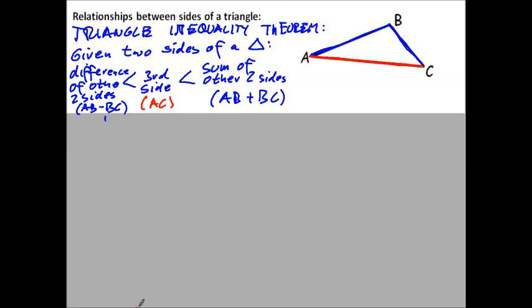Circle, highlight the words difference and sum, because that is really what it comes down to. The third side of a triangle always has to be more than the difference of the other two sides and less than the sum of the other two sides. Here goes an example to try this out.